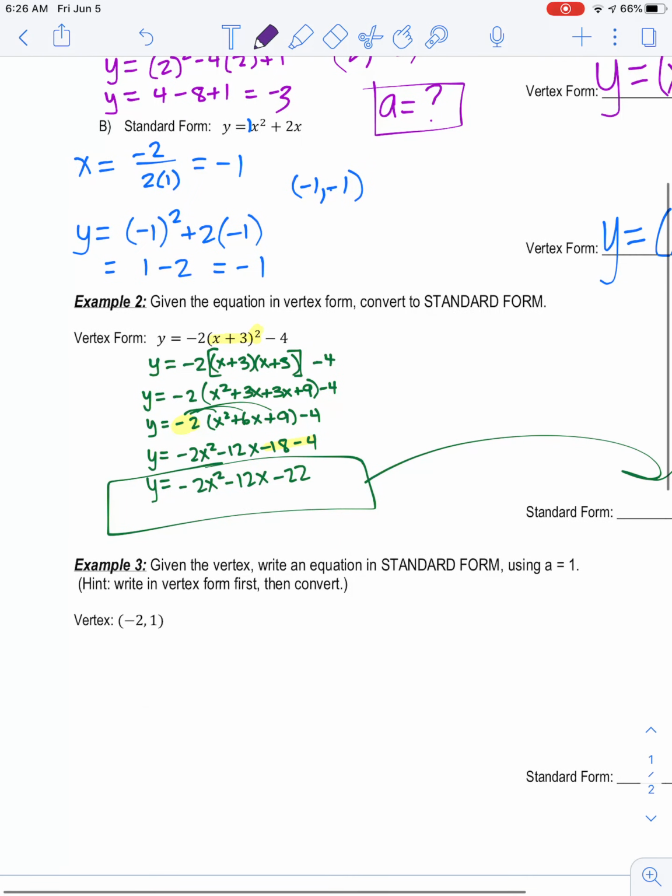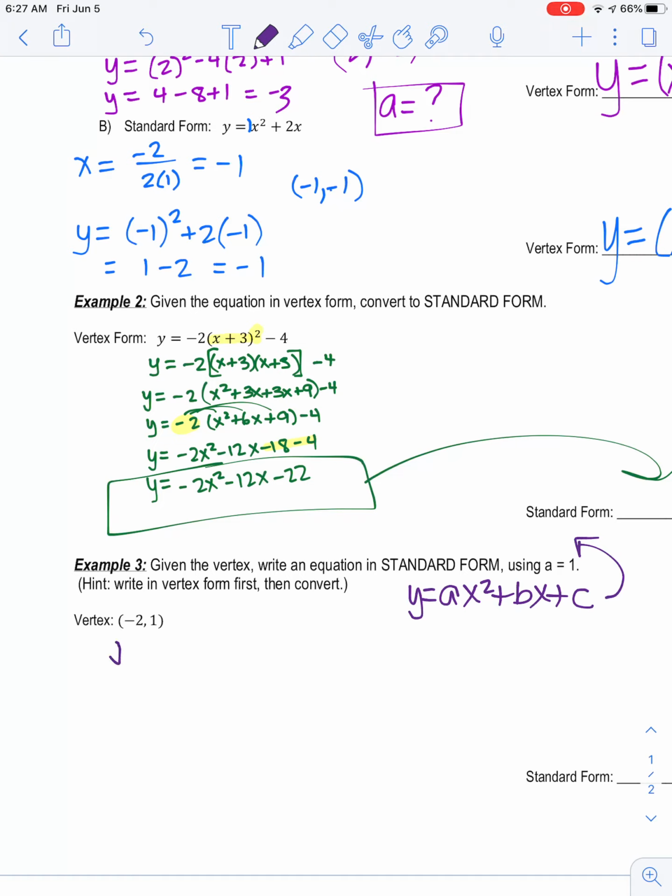says, given the vertex, write an equation in standard form. So standard form is y equals ax squared plus bx plus c, like we just got in our answer above. It's giving us a is 1. And since we have the vertex, but we want it in standard form, the hint says to use the vertex to write in vertex form. So we'd have y equals (x plus 2) squared plus 1, and now convert. So the last step here of converting is what we just did above in example 2. Why don't you hit pause and try to finish up this problem? And once you have an answer, hit play to check and see how you did.